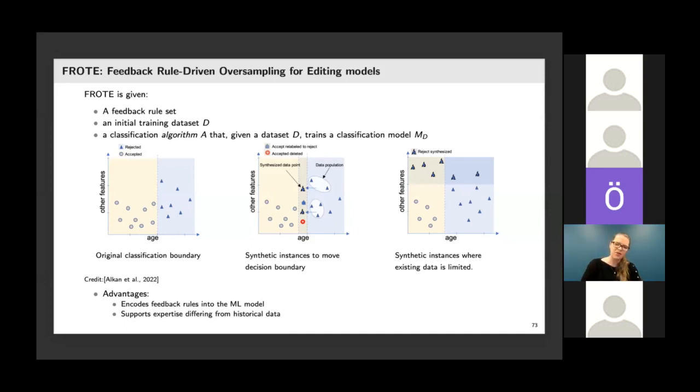And the optimization methodology tries to make sure it minimizes the impact to the performance and prediction accuracy over the segments of the data that are not reflected or impacted by the feedback rule. So the advantage here is that you're encoding the feedback rule into the underlying machine learning model, and it supports expertise that's differing from the historical data. So you are able to encode something that might not have been reflected in your training data.